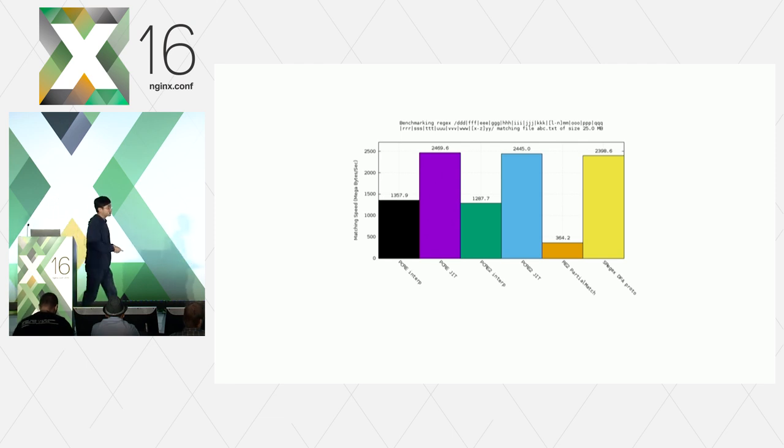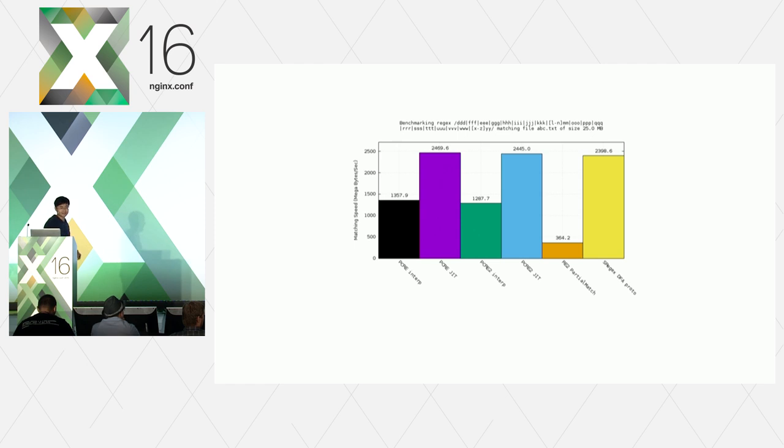So I created a DFA engine for sregex. The performance benchmark looks pretty promising. You see the orange part, that is Google RE2. And the purple one is PCRE JIT. And the black one is PCRE interpreter. And the green one is PCRE2 interpreter. And the blue one is PCRE2 just in time.